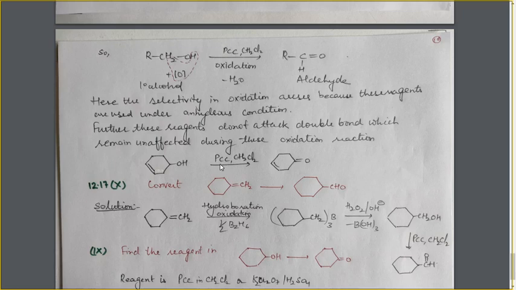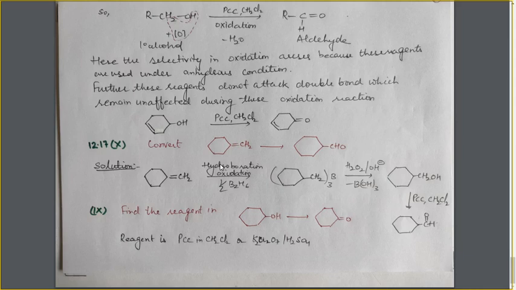Now I have discussed one question here, question 12.17 from your exercise. In the 10th part of that question, you have to convert this double bond containing compound into an aldehyde. Now how can we convert this double bond containing compound into an aldehyde? If we use a strong oxidizing agent, it will oxidize this double bond.